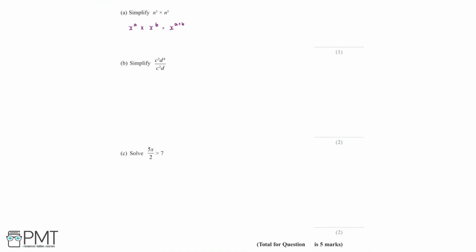We know that n to the power of 3 multiplied by n to the power of 5 will therefore be equal to n to the power of 3 plus 5. 3 plus 5 is equal to 8, and so we can simplify this further by saying n to the power of 3 plus 5 is equal to n to the power of 8. And so we can say that n to the power of 3 multiplied by n to the power of 5 is equal to n to the power of 8.